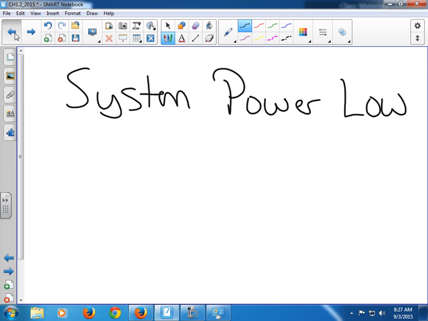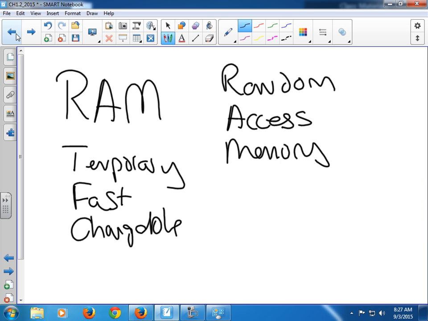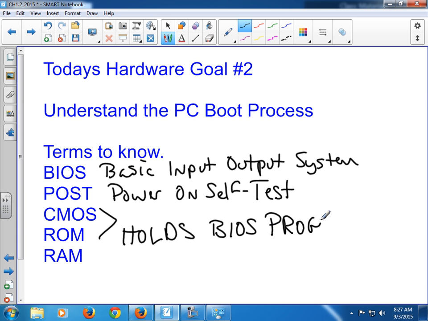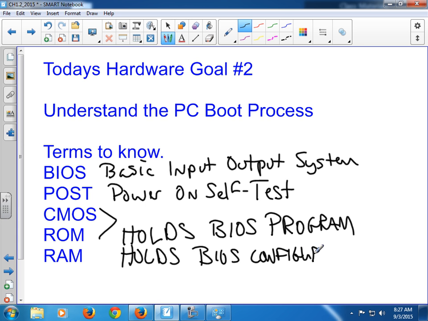So when I go back to these things, this has got a matching question on your test, by the way. When I go back to this list, okay, CMOS ROM holds the BIOS program. CMOS RAM holds BIOS configuration data. Okay, or holds the BIOS configuration.